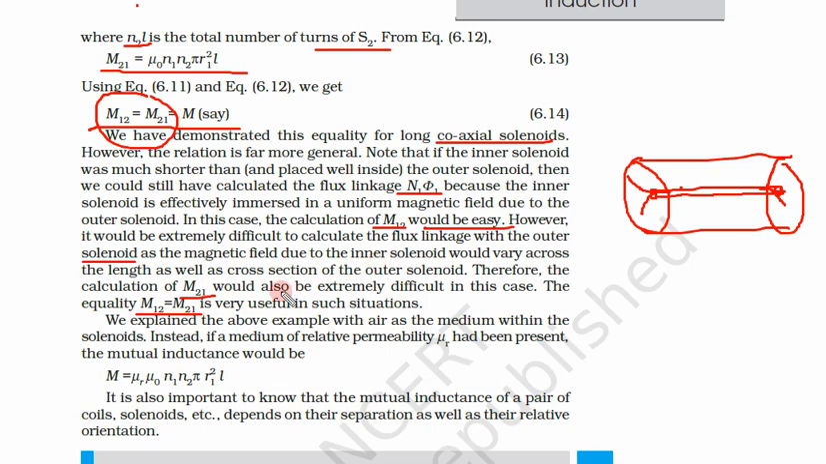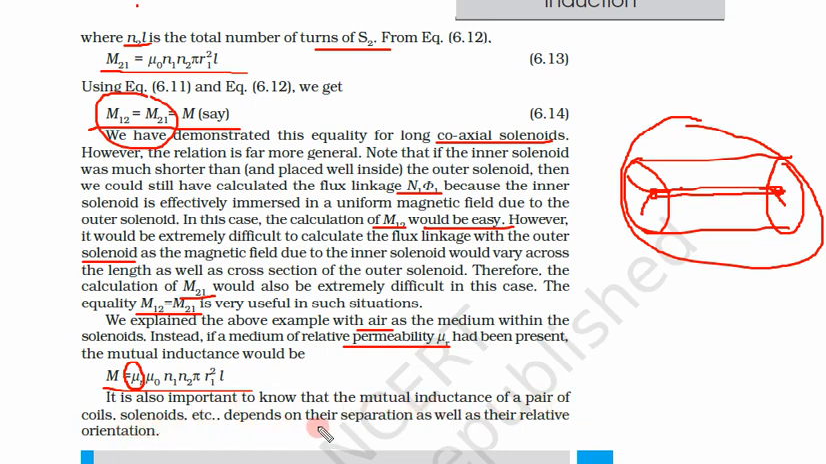So this is what we have proved, because it was a very simplistic case where we took two coaxial solenoids. We explained the above example with air as the medium. So we have not considered anything filled inside the solenoid. Instead, if a medium of relative permeability mu r were present, the mutual inductance would change. We simply multiply by mu r as well. It is important to know that the mutual inductance of a pair of coils, solenoids, etc. depends on the separation as well as their relative orientation. That means geometry also affects it. So this is about mutual inductance.